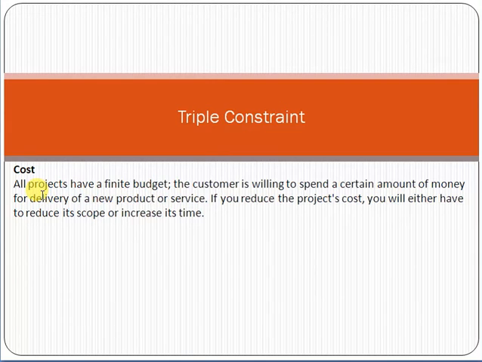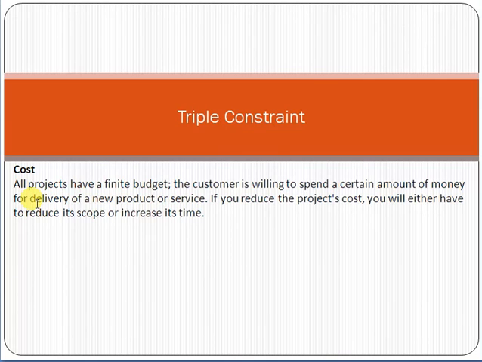If there is any change in the scope, it will impact the cost as well. If there is any change in the time, it will impact the cost as well. For example, at the time of initiation of a project, you have to deliver only 3 modules, and the cost was $5,000. Now the customer is saying that he needs 2 more modules as a change request. So it will increase the scope. When you increase the scope, the cost will also increase.